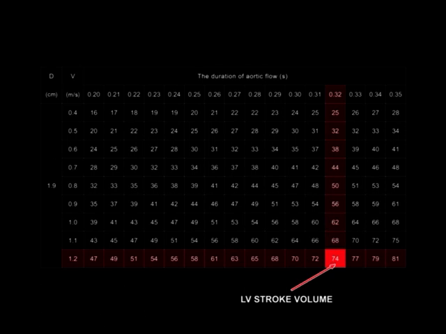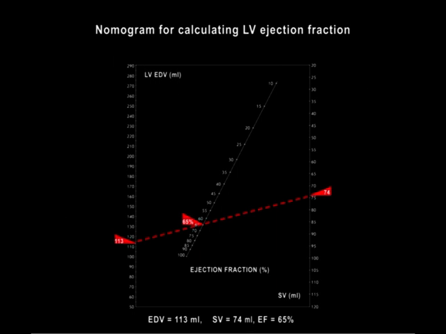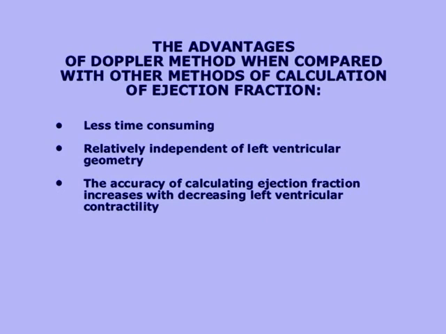Left ventricular stroke volume is 74 milliliters. Left ventricular end diastolic volume is 113 milliliters. Thus, the ejection fraction is 65%. The Doppler method of calculating left ventricular ejection fraction is simple, reproducible, and applicable to most patients in clinical practice. It can be easily incorporated into a routine echocardiographic examination. All necessary measurements are performed online rather than derived from time-consuming offline analysis.